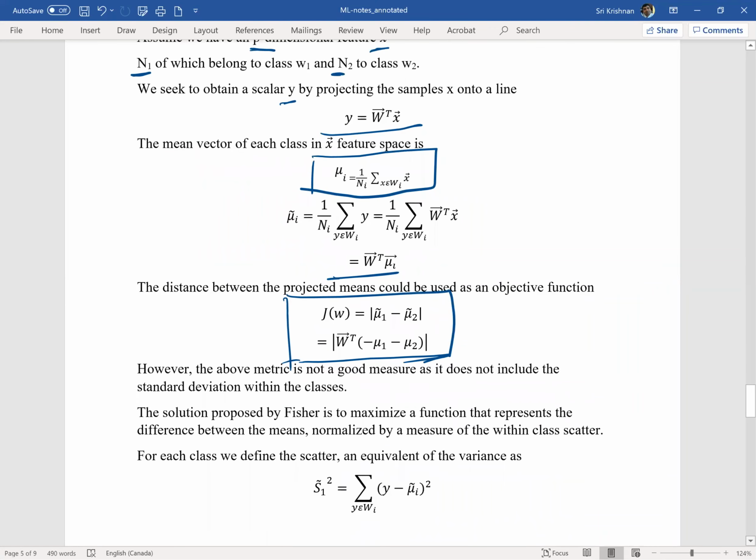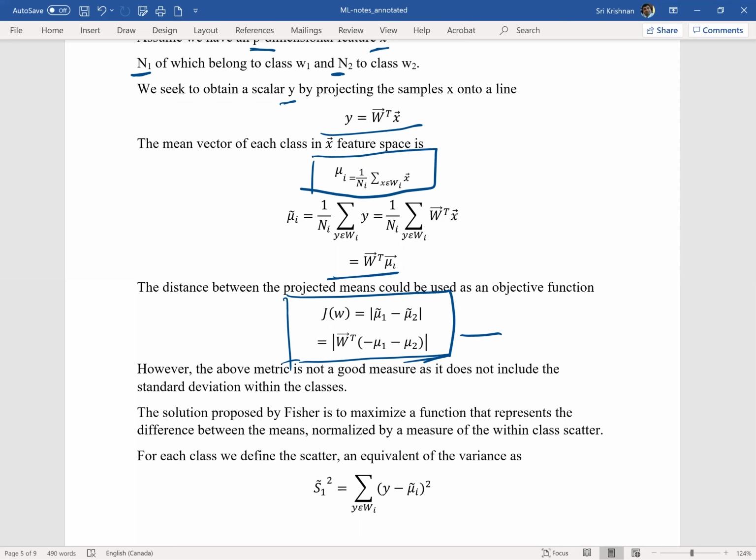And you could see this particular metric will not be a good measure by itself, because yes, we have taken the mean and we are trying to make them as far apart as possible. But when we do that, the dispersion within each class, like the class W1 and the class W2, will have a scatter. The samples will be scattered, and there is no information about that dispersion.